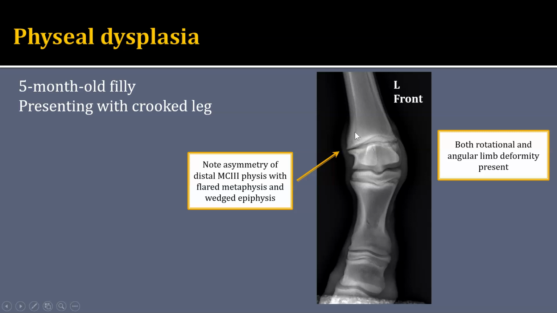This physis is wider. There's some sclerosis, so that's all the radiographic findings of physeal dysplasia. And then the distal limb is angled medially, so this is a varus deformity. They usually also have a rotational deformity if you look at the patient clinically and radiographically as well.